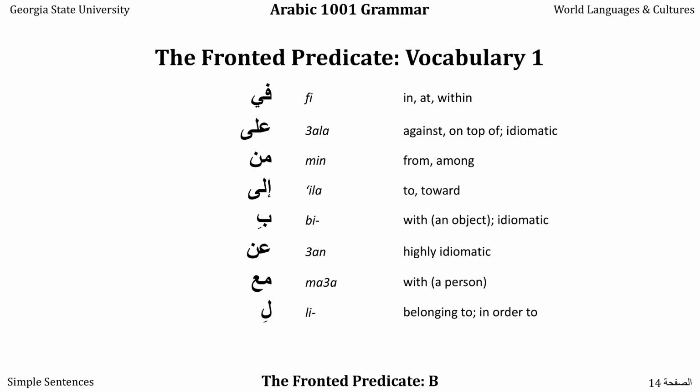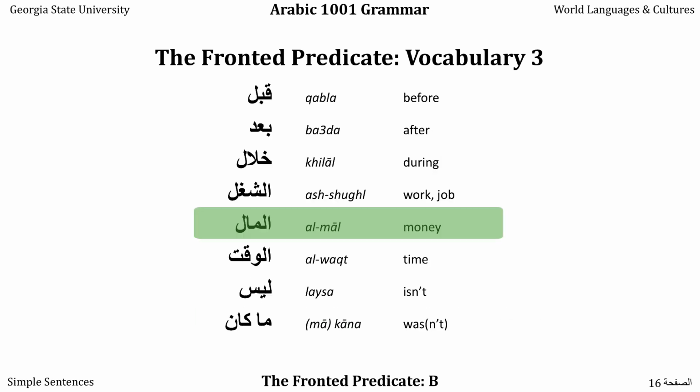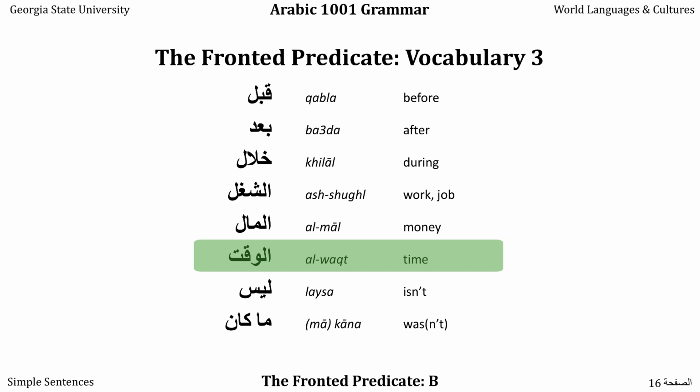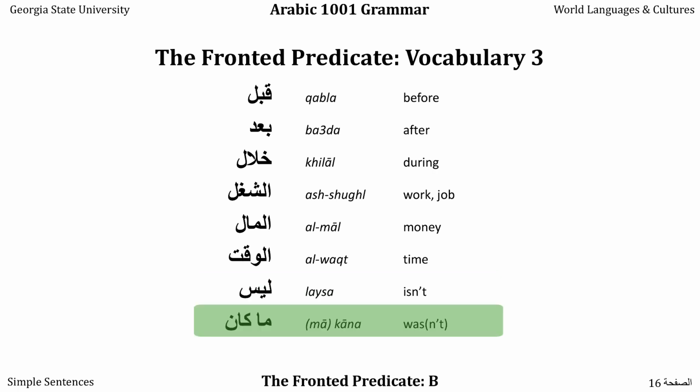So we have moved through prepositions. We've seen these prepositions before. You may wish to take a screenshot here. And at the bottom of this one we have la yujid, for is not found, is our idiom for there is no. Here we have some time prepositions we learned before, and the word for work. Also al-mal is money in general. Al-waqt is time in general. Laysa means isn't. We'll see in a later lesson that we can conjugate it like a verb. And then finally, kana is our word for was or to be. If we put ma before it, we get wasn't.